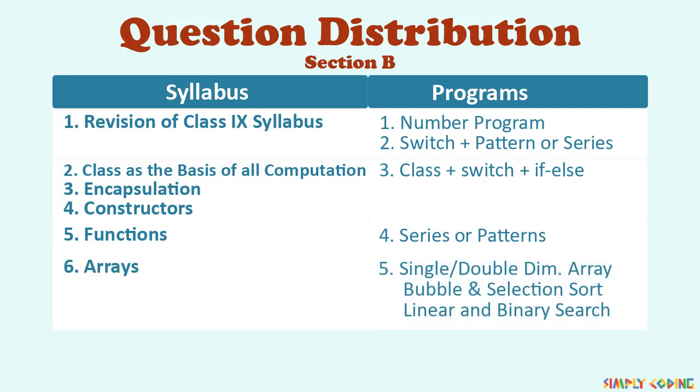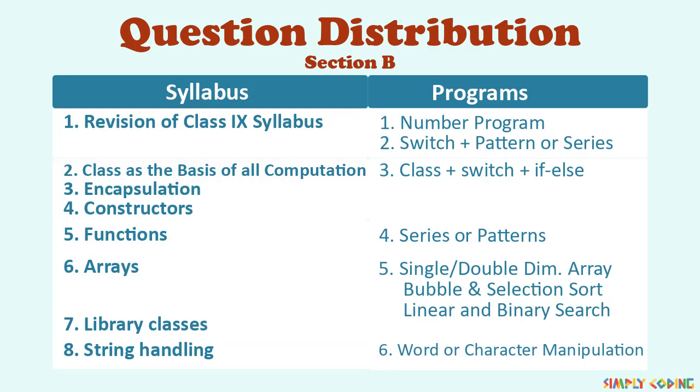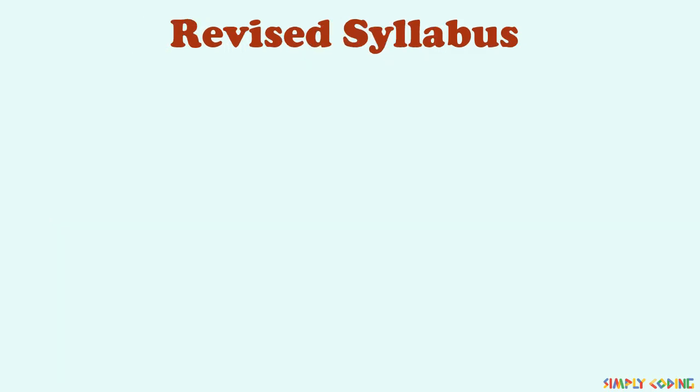1 program is expected on arrays. It is typically a single-dimensional array program, maybe with some sorting and searching techniques. 1 program is on strings, which requires you to break the string into characters or words and then do some manipulation on it. Now with the revised syllabus, how is it impacting this distribution?